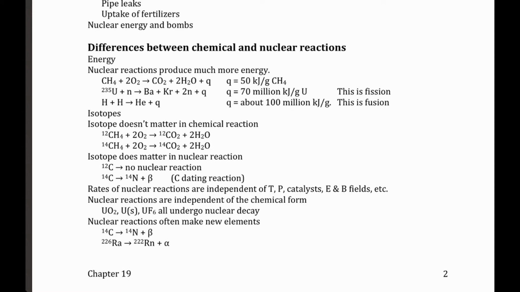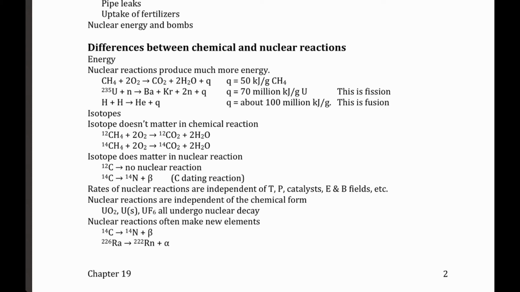Isotopes make a big difference in nuclear reactions, but they don't in chemical reactions. That is, if we do the combustion reaction of methane, whether it contains C12 or C14, we still get CO2 and water. On the other hand, C12, which is not radioactive, will not undergo a nuclear reaction. But C14 will undergo a nuclear reaction. In fact, C14 is the one used in carbon dating.